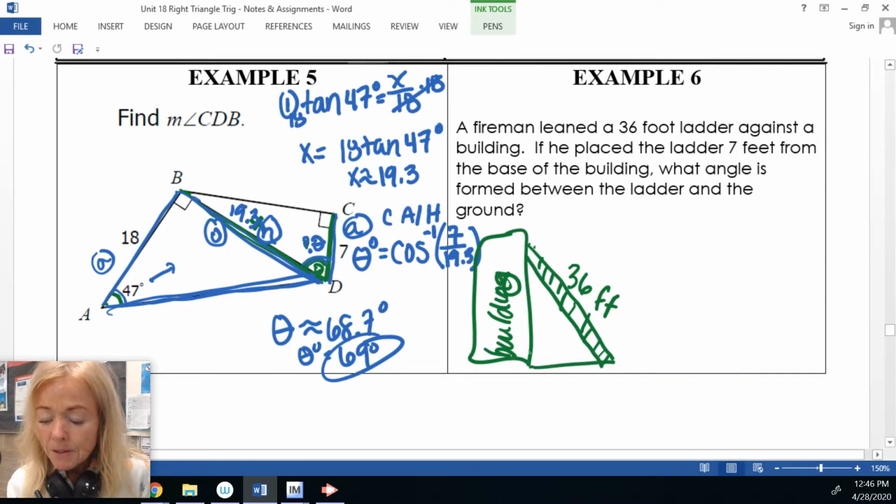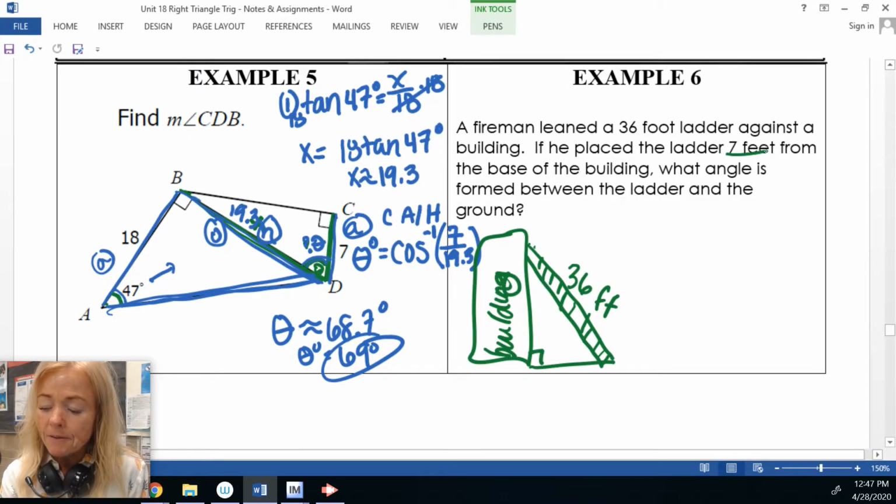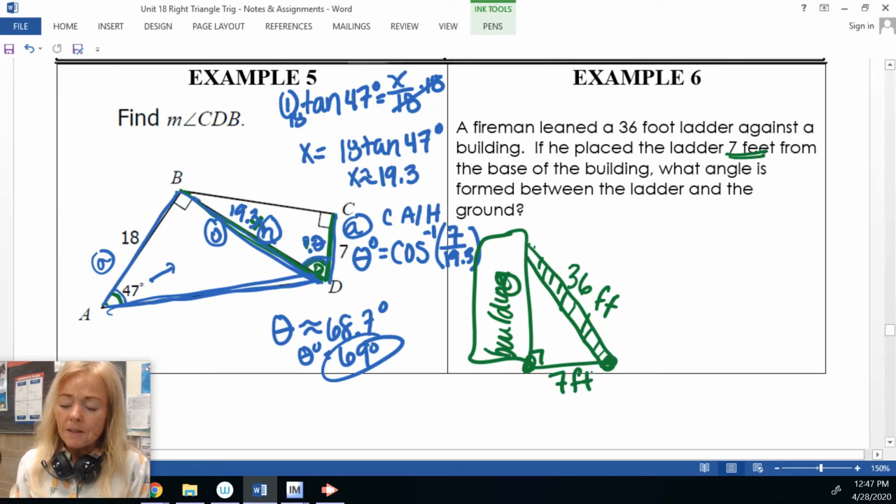Okay, and this creates a right triangle, which is what is necessary for us to use our trigonometry on. And we always have to figure out where the triangle is. So that's our triangle right there. And if he placed the ladder 7 feet from the base of the building, so here's the base of the building, here's the base of the ladder, in between that is 7 feet. So I have to make sure we understand where to put that 7 feet from the base of the building, where it goes. What angle is formed?